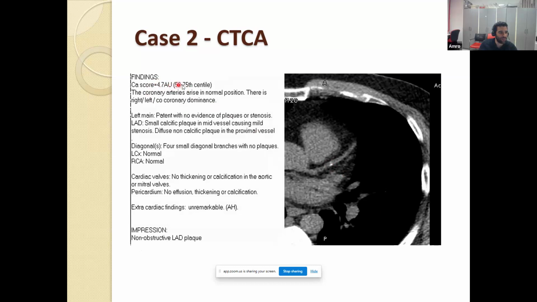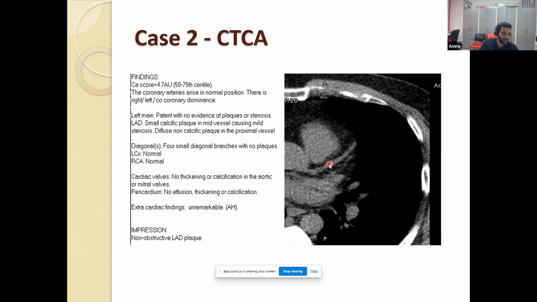So in his centile group for his age, he's probably somewhere between the 50th and 75th centile. He's got a small calcific plaque in the mid-vessel causing mild stenosis. Sorry, it should have been a better image, and I apologize. But if you believe me, there's a small plaque that they noticed here as well. The rest of his coronary arteries were normal. So they said this person had non-obstructive left anterior descending plaque.